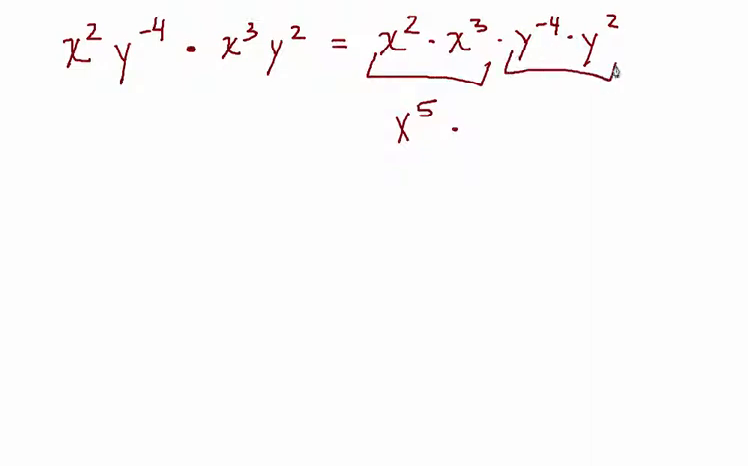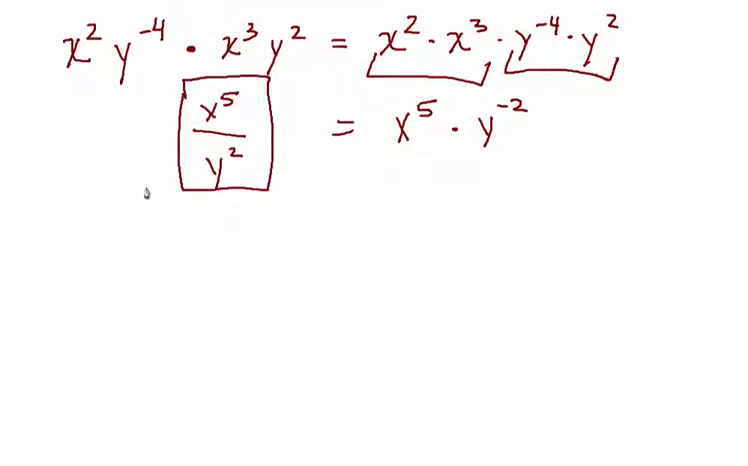And y to the negative 4, y squared, again I can add the exponents. In this case, negative 4 plus 2, I'm going to end up with negative 2. Well, x to the 5th can stay in the numerator, but this y to the negative 2 needs to be moved to the denominator where the exponent becomes positive. So x to the 5th over y squared is our final answer.